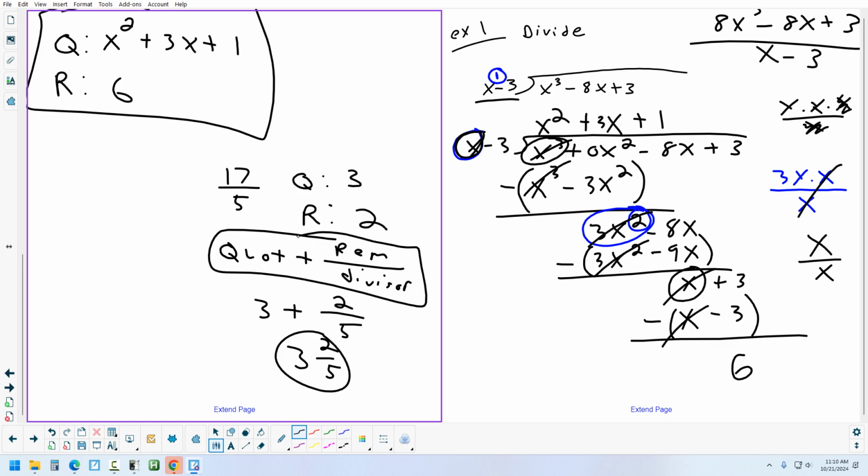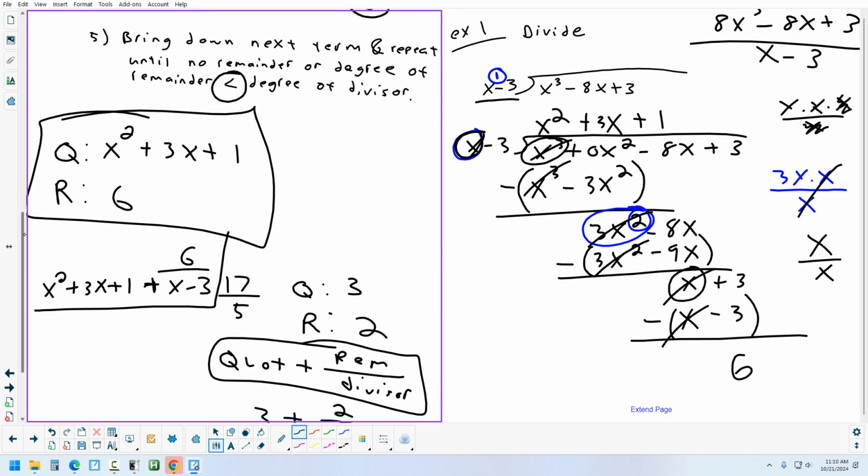Quotient plus remainder divided by my original divisor, x minus 3. That is another way you can write your final answer. I just didn't quite write it on the same line. But any question on either way?